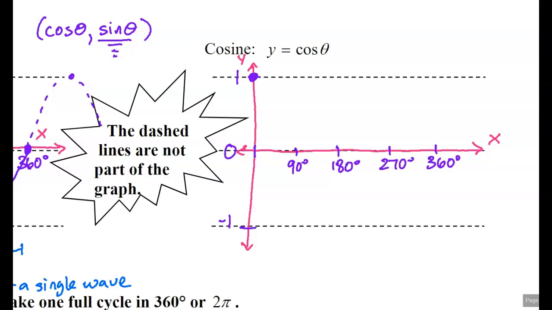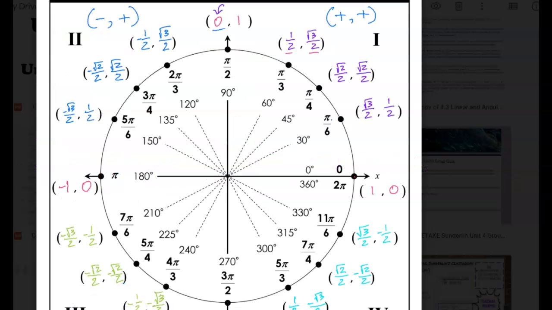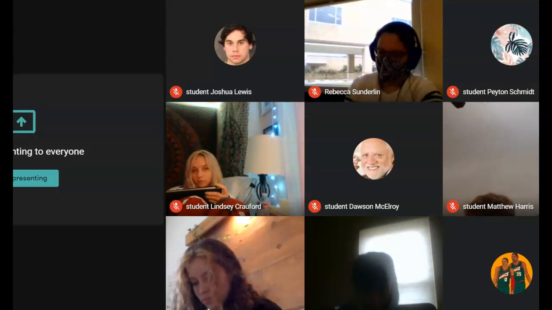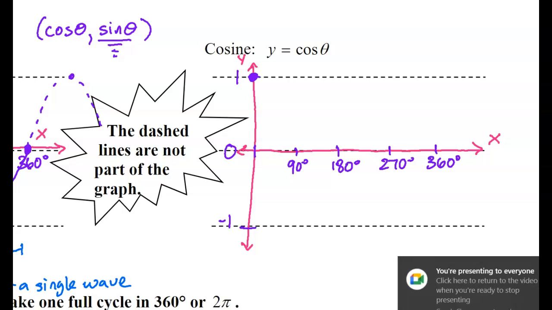So notice it's already different than sine. Instead of starting at 0, 0, we're starting at 0, 1. What about 90? What is the cosine value of 90? Yes. Up top, that 90-degree angle has an x value of 0, meaning the cosine value is 0.